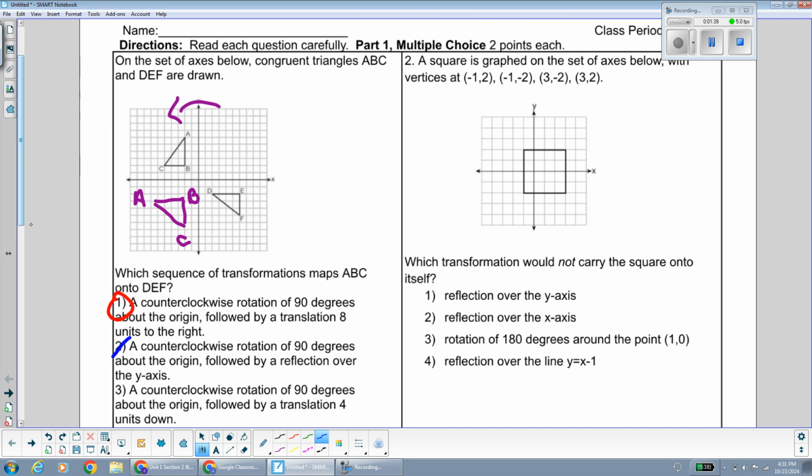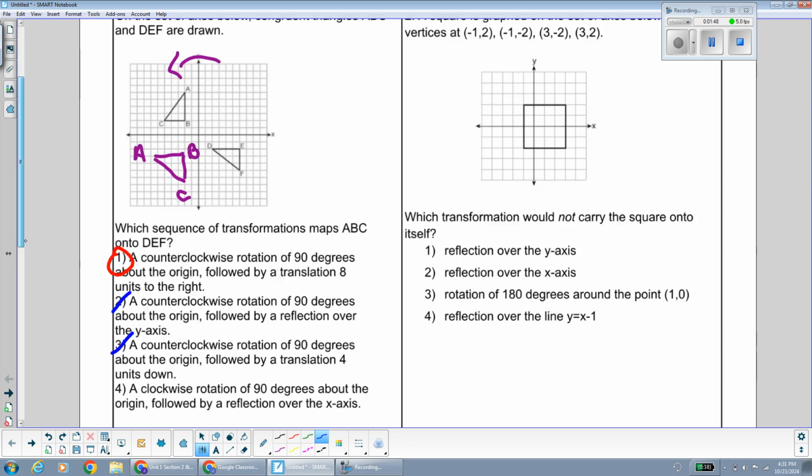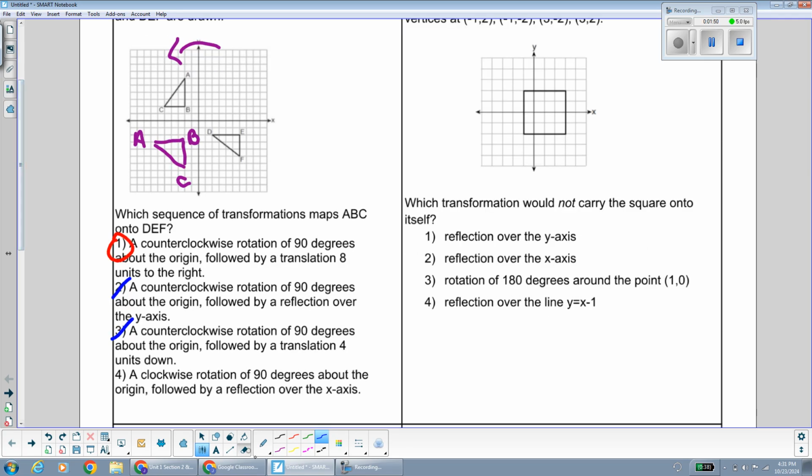Answer choice 3, after the 90-degree counterclockwise rotation, says a translation 4 units down. It's not moving down, it's moving to the right. So goodbye to that one. And number 4 is a clockwise rotation of 90 degrees. So we're going this way instead. And just to show you the orientation, it's going to look like that.